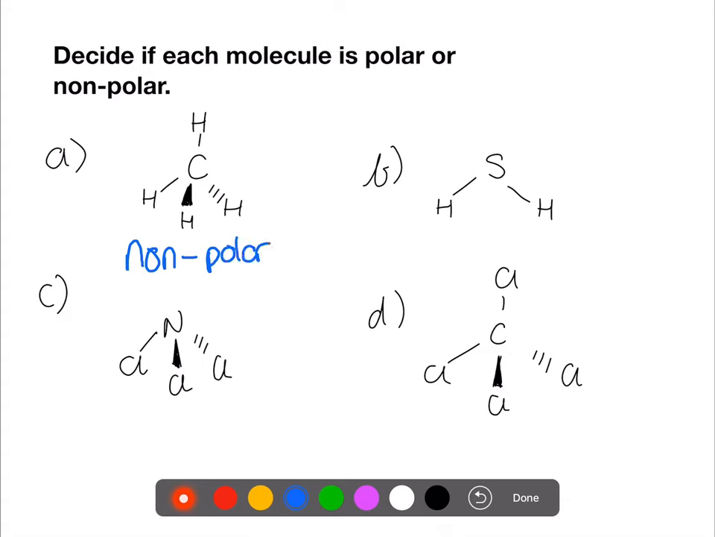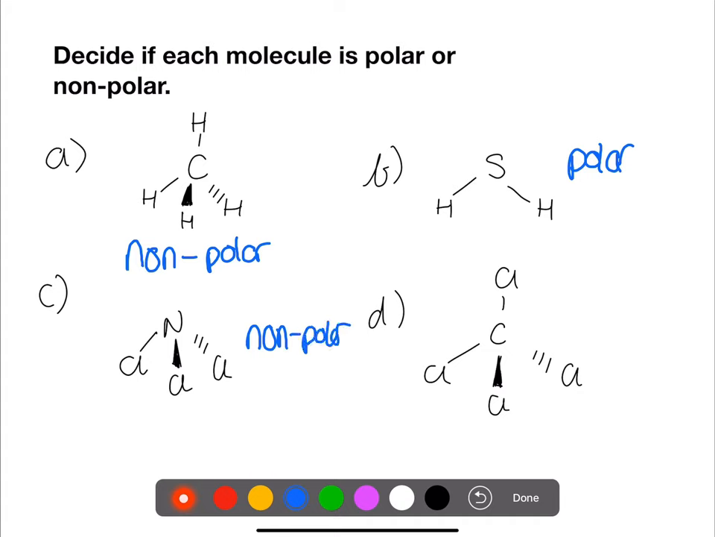Here we have sulfur and hydrogen. We have a small difference in electronegativity, and it's been arranged in an asymmetrical fashion. This means that this molecule would be polar. Nitrogen and chlorine both have an electronegativity of 3. This means that this is a non-polar molecule.